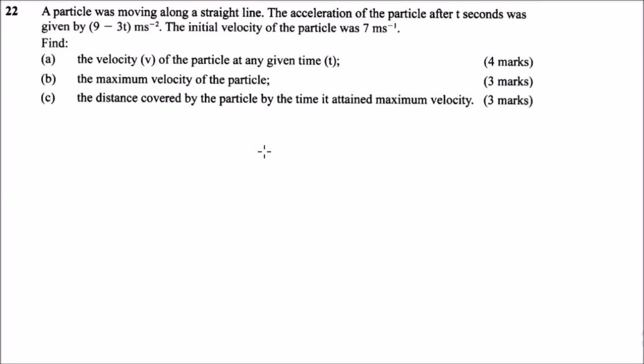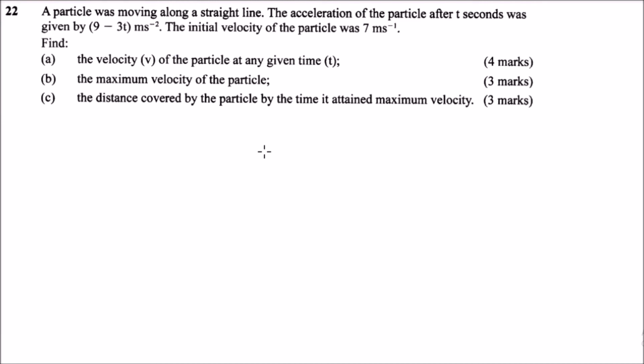Question number 21. We are told a particle was moving along a straight line. The acceleration of the particle after t seconds was given by 9 minus t meters per second squared. The initial velocity of the particle was 7 meters per second. So find A, the velocity v of the particle at any given time.